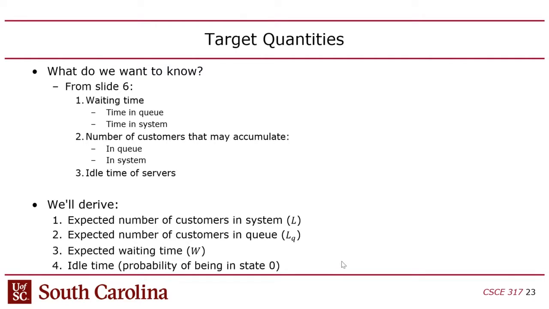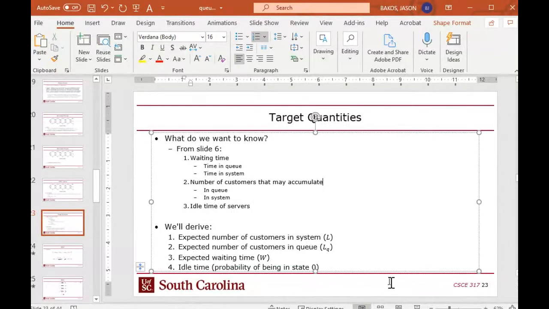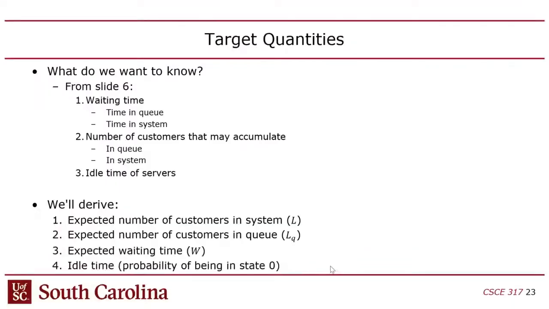So again, let's go back to the main questions here, because I want to try to maintain focus. It's easy to get lost in the math, and I don't want you to get lost in the math. We have to stay on target. We've got to know our objective. What are we trying to solve for here? Waiting time, number of customers that may accumulate, and the idle time of the servers. Those are the three things we care about.